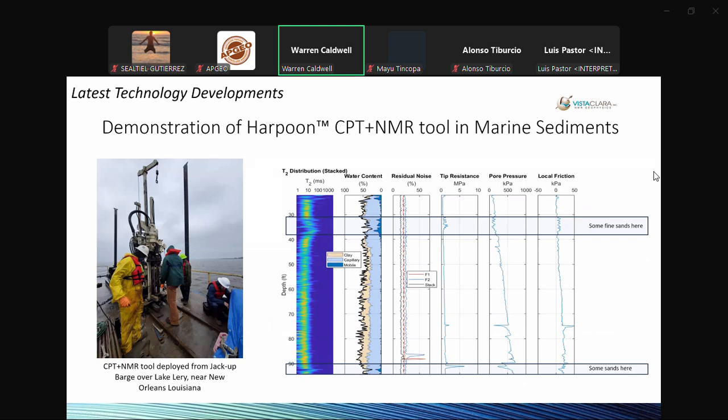Here's another example of this tool in use. This is a fairly homogeneous log here. You do have more clay-bound material through the middle of the log, but then there are a few sections with some longer T2 times, some more mobile water content that are indicating some sands, and that can be picked out in the data here.